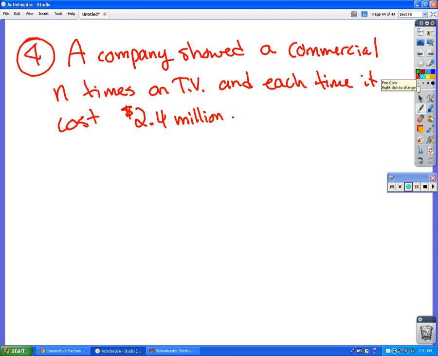Okay, so how would you write an algebraic expression that tells you how much it would cost them to show this ad however many times? What are you going to do with the 2.4 and the number of times that you show it? Are you going to add them, subtract them, multiply them, or divide them? Multiply them. Good. So the way that you would show this in an expression is you could go 2.4 million times n.